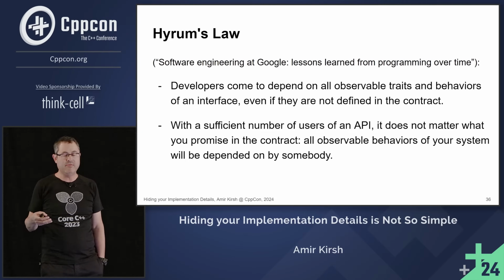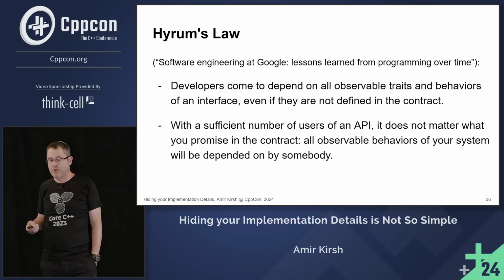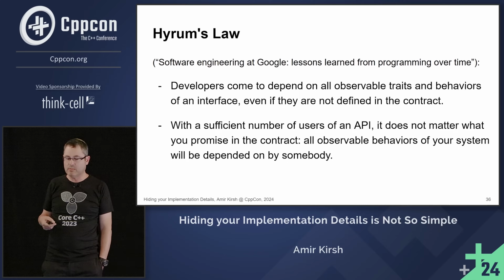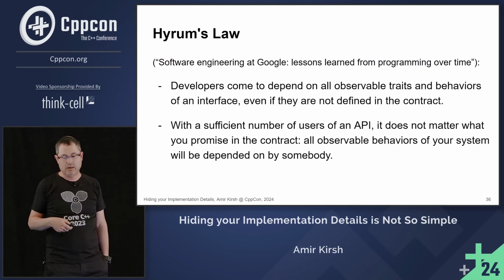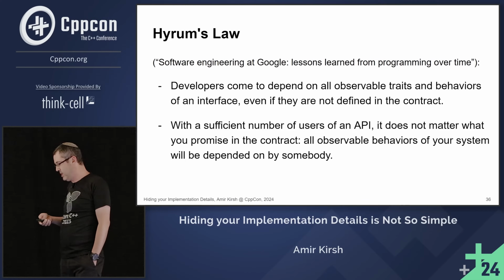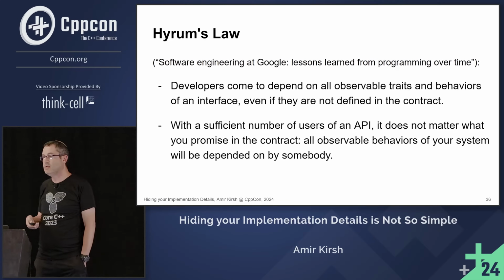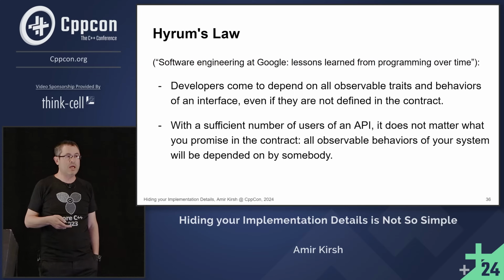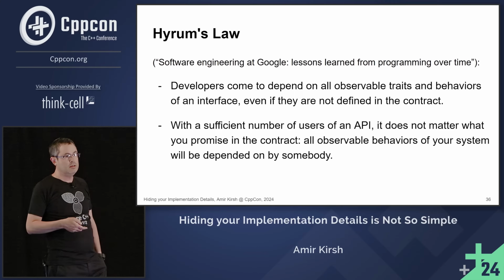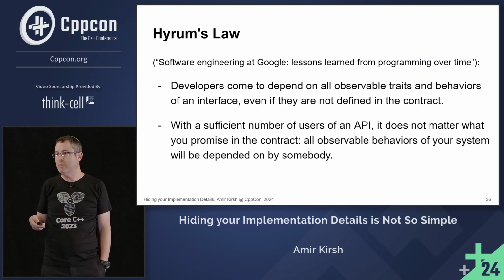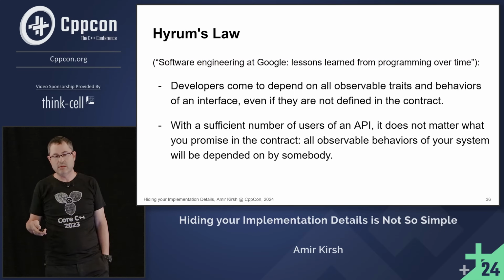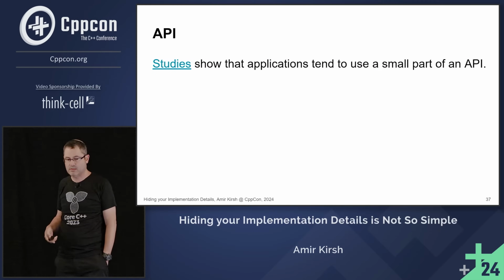non-documented behavior. And with a sufficient number of users of an API, it doesn't matter whether you promise something in the contract, all observable behaviors will be depended on by somebody. So what we want to achieve is not to allow anything that is not in the contract. I mean, once you allow something, even if it is not documented, somebody will use it, and then somebody will abuse it. Let's make sure that we don't do that.